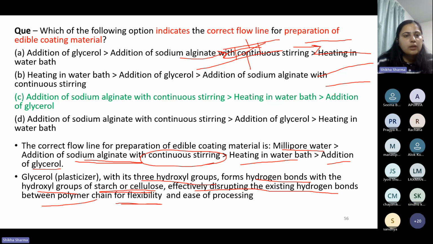So is this question clear to everyone? Ma'am, what is millipore water? This is just like distilled water. So one more upgraded form is millipore water.